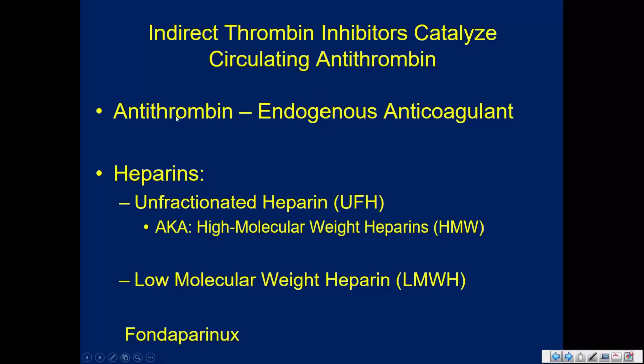So the heparins are the major class of indirect thrombin inhibitors. They catalyze antithrombin. There are three major types of heparins you need to know about. Unfractionated heparin, abbreviated UFH, also called high molecular weight heparin. You got your low molecular weight heparins, and you got a synthetic peptide called fondaparinux.